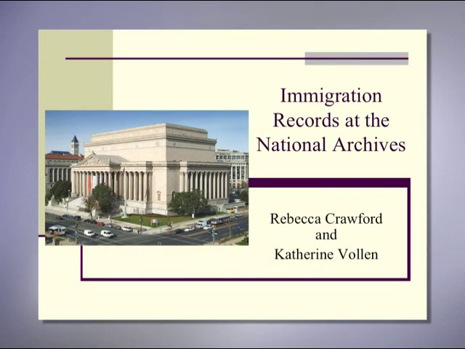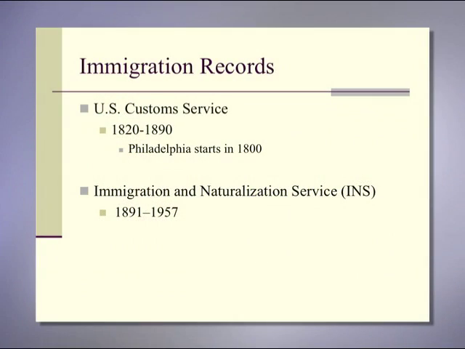And today we're going to be looking at immigration records. Part of our immigration records, we have records of the U.S. Customs Service that are part of Record Group 36. They're going to cover the time period 1820 to 1890, with the exception of Philadelphia, which will start in 1800. We will also look at some examples from the Immigration and Naturalization Service, which are part of Record Group 85. They're going to range from 1891 to 1957.